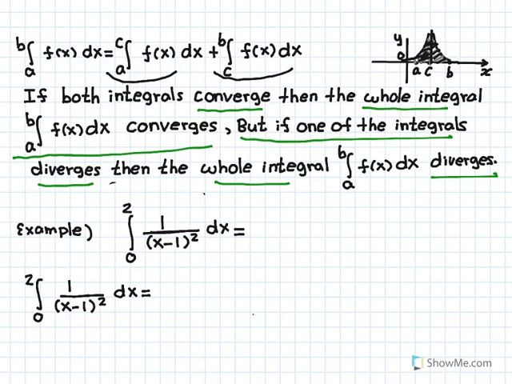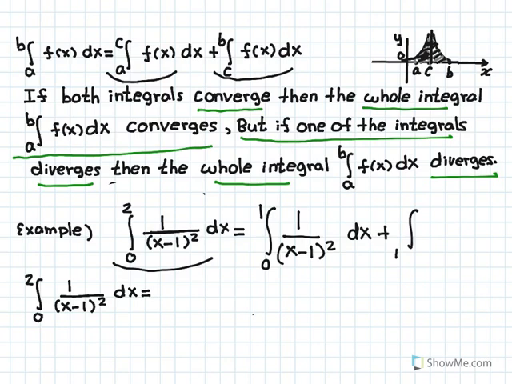Here we have the integral from 0 to 2, 1 over (x minus 1) squared dx. We can split this up: integral from 0 to 1, 1 over (x minus 1) squared dx, plus integral from 1 to 2, 1 over (x minus 1) squared dx. Now here's a question. Why do we split it up at 1? What's the reason behind that? The reason is because the integrand blows up at x equals 1. Because you get 1 over 0, and 1 over 0 goes to infinity. The y value goes to infinity.